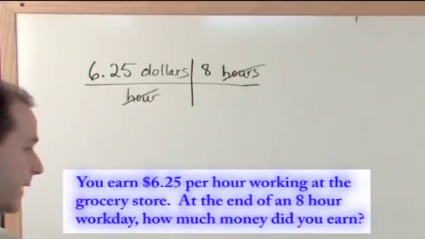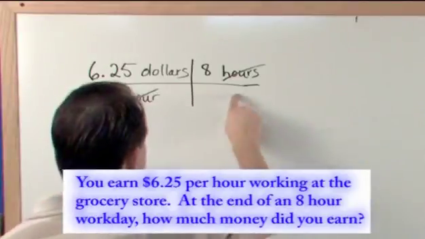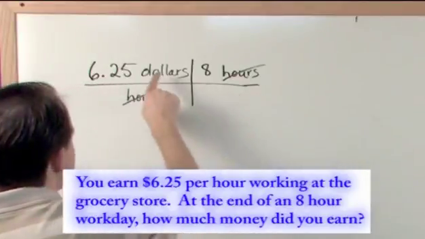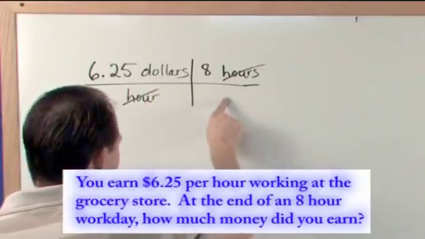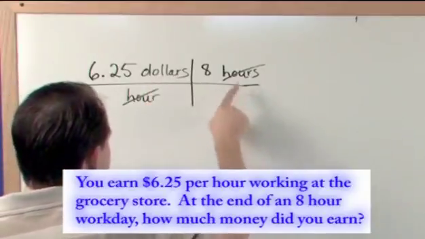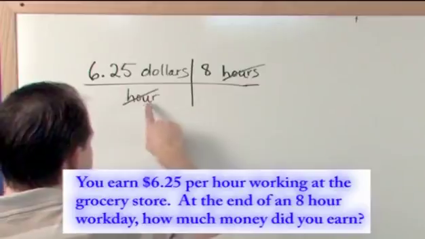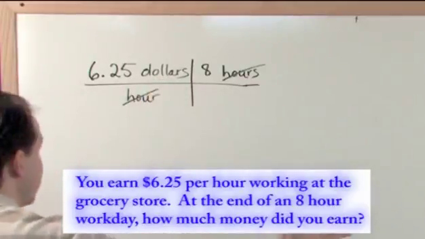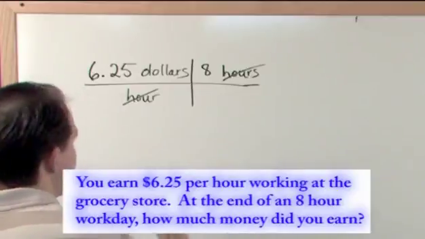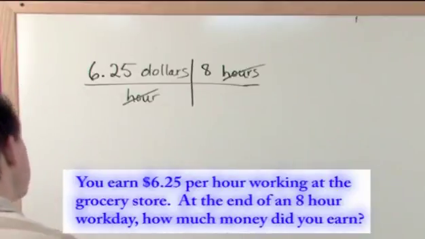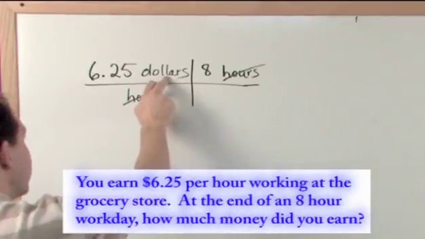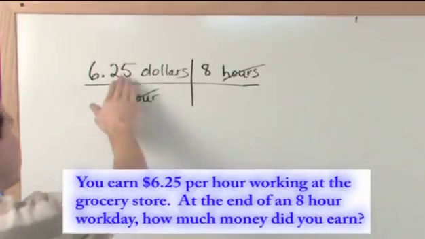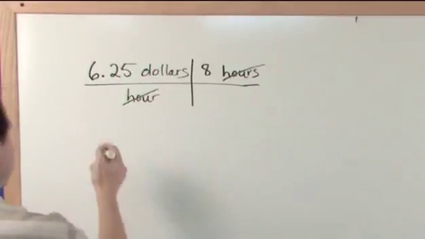If I had screwed that up and put 8 hours down here instead, then I would have dollars, hours, and hours. Nothing would cancel because you can only cancel when you're on the top and the bottom. Nothing would cancel, and I would not be left with a unit of dollars. I'd be left with something else. So that wouldn't give me what it's asking, which is how much money did I earn. You have to be left with the number of dollars. So this is how you know you should multiply, okay? So let's do that.